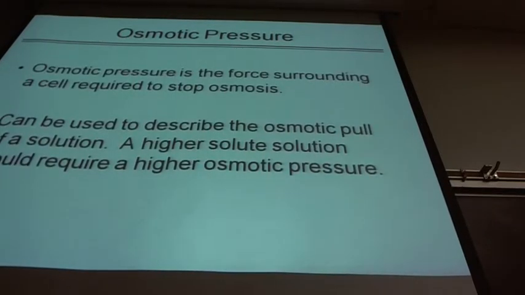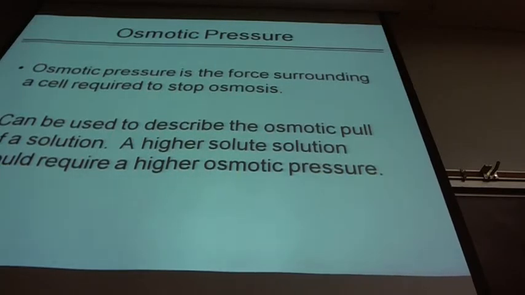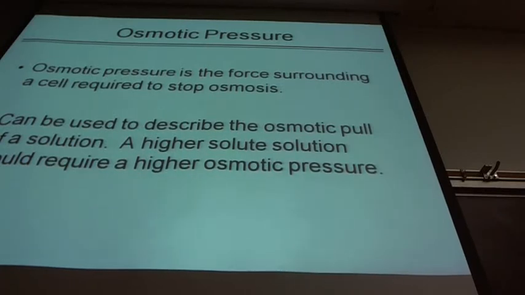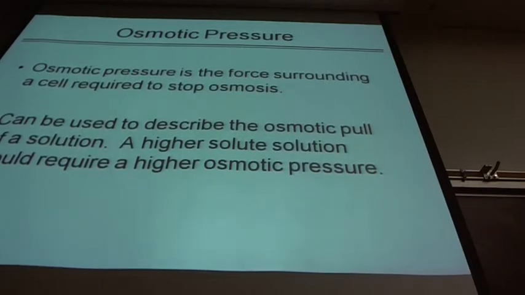Osmotic pressure is the force surrounding a cell required to stop osmosis. Or it's the force that's drawing it in. Can be used to describe the osmotic pull of a solution. The higher solute concentration would require a higher osmotic pressure. So, like I said, the more concentrated it is on one side, the more it's going to draw water through. It's exerting osmotic pressure on here for the water to come through. It's the gradient. It's the pressure.